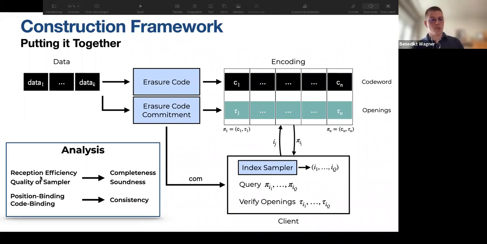We show it based on the position binding and code binding of this erasure code commitment scheme. So the intuition is as follows. Let's say you have two clients and they query the same position. Then by position binding of the erasure code commitment scheme, they get consistent responses. And then if you look at all the responses together, then by code binding, you know that they are consistent with some code word. And that means whatever subset of that you take, as long as it's large enough, it will give you the same message. So that means it gives you the same data and you have consistency. So this is just a high level sketch of consistency.